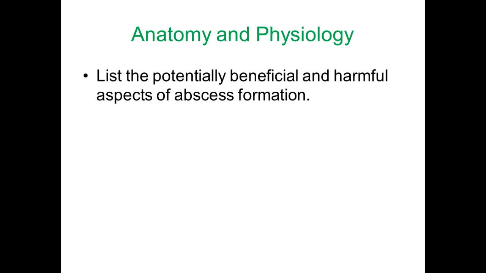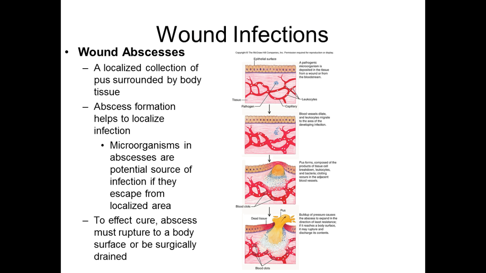So what is the benefit and what are the potential harmful aspects of an abscess formation? So first of all, we actually need to figure out what an abscess is, right? So what an abscess is, is a localized collection of pus, and we know that is mostly what? Dead neutrophils, right? Surrounded by body tissue. So this is in your tissue, right? Deep in your skin is where abscesses form. The purpose and why they form is to localize them, right? Try and trap them into a particular area.